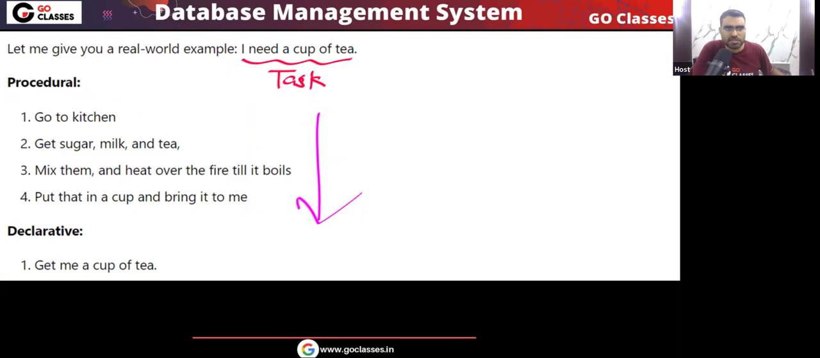Okay, so you can see procedural language. Which is a procedural language? Relational algebra is a procedural language. In relational algebra, we specify step by step how to get the task done.